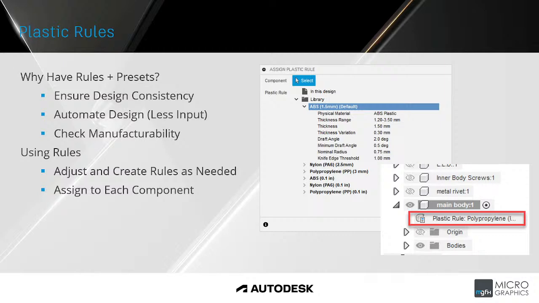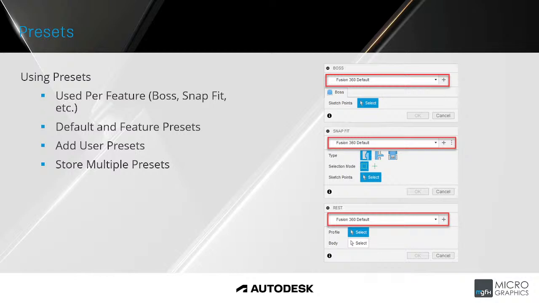Now, with presets, when using presets, we can set up presets for each supported command. So here we see that on the right-hand side, we have the boss, snap, fit, and rest commands. And each of those commands have these presets. Presets are available in various commands within the software, and you would see that preset bar at the top.